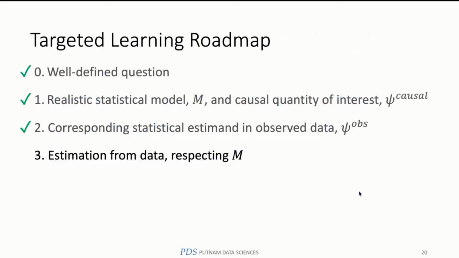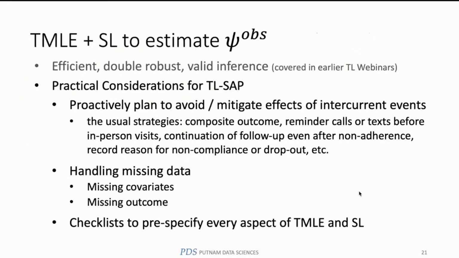So we have now gone through the first 3 steps of the roadmap, and we're up to estimating this parameter, the psi observed from data, in a way that respects M. We've had a lot of talks about how TMLE and superlearning work, so I'm not going to talk about that now. I want to talk about the SAP. If you're going to be writing about how you're going to estimate the parameter using TMLE and superlearner, then there's a lot that goes in there.